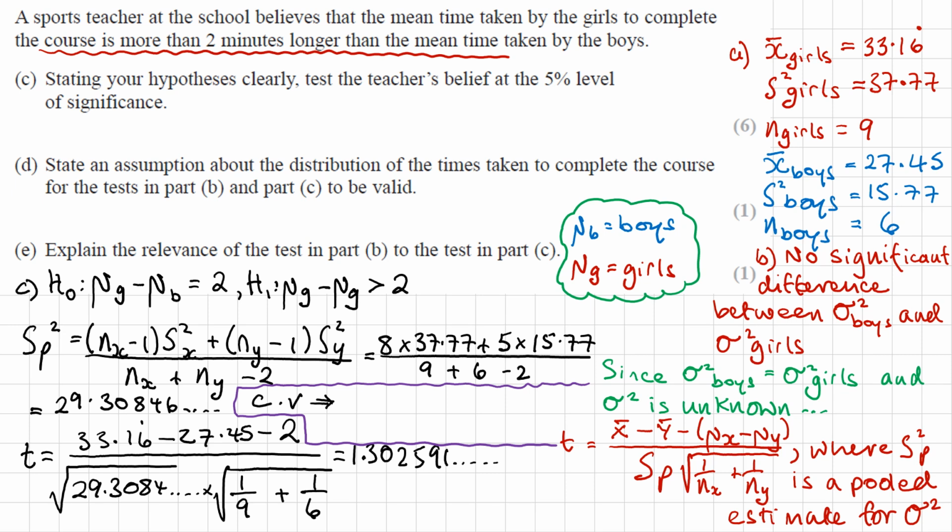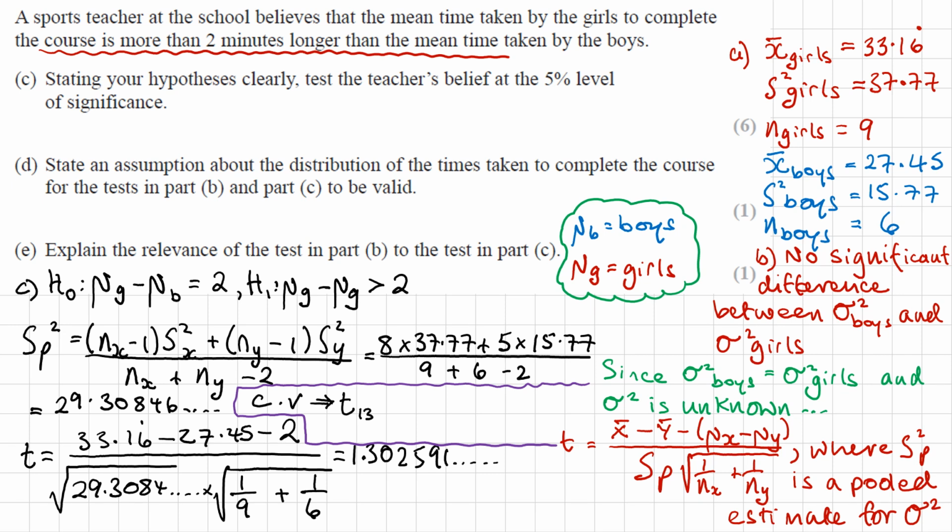Now I'm going to look up my critical value. As I said, it's the t distribution. Now I need to work out the number of degrees of freedom. That is the sum of the number of each of the samples minus 2. So it's going to be 9 plus 6, which is 15, minus 2, which is 13. So 13 degrees of freedom.